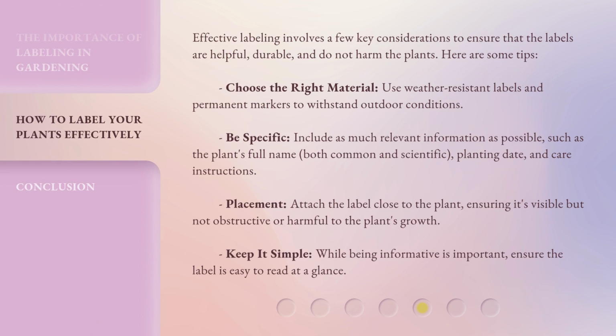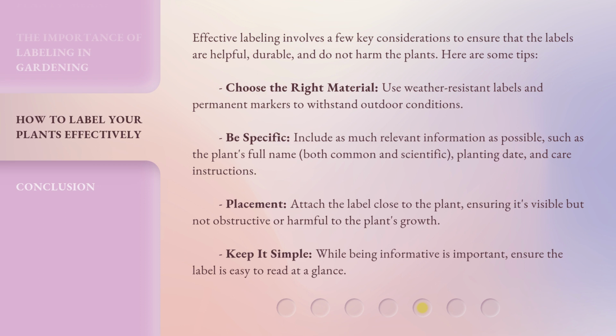Effective labeling involves a few key considerations to ensure that the labels are helpful, durable, and do not harm the plants. Here are some tips. Choose the right material. Use weather-resistant labels and permanent markers to withstand outdoor conditions. Be specific. Include as much relevant information as possible, such as the plant's full name, both common and scientific, planting date, and care instructions.